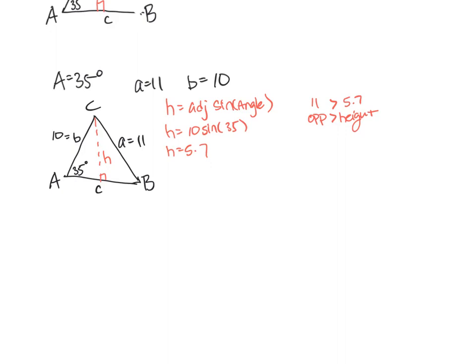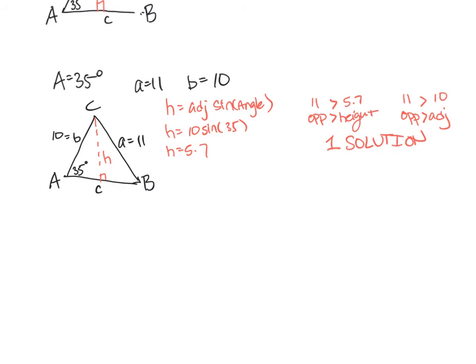Now we're going to compare our opposite side to our adjacent side. In this case, our opposite side is 11, our adjacent side is 10. Our opposite side is larger than our adjacent side. So when our opposite side is larger than our height and our adjacent side, that's going to give us a one solution problem, which means that out of all of these 3 pieces of information that we're given, we can only create one triangle. Since it's a one solution, we're going to go through and solve.